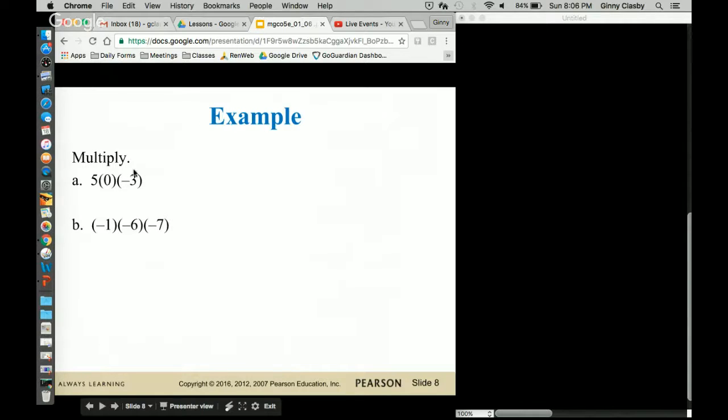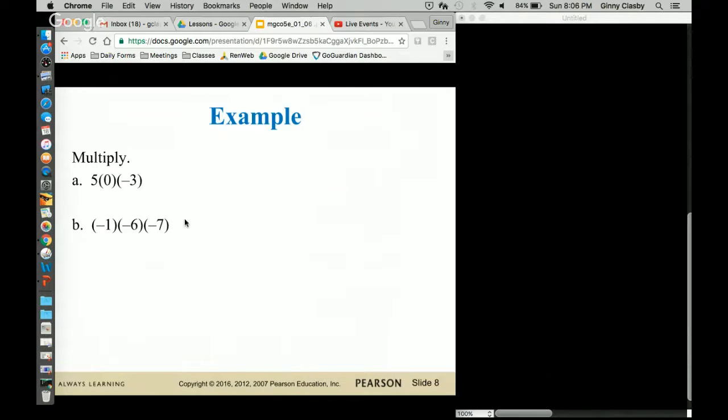Okay, so multiply 5 times 0 times negative 3. You have the 0 in there, you can automatically put 0 as your answer. Whenever there's a 0, anytime there's a 0 with any kind of multiplication, doesn't matter what any of the other numbers are, your solution is going to be 0.